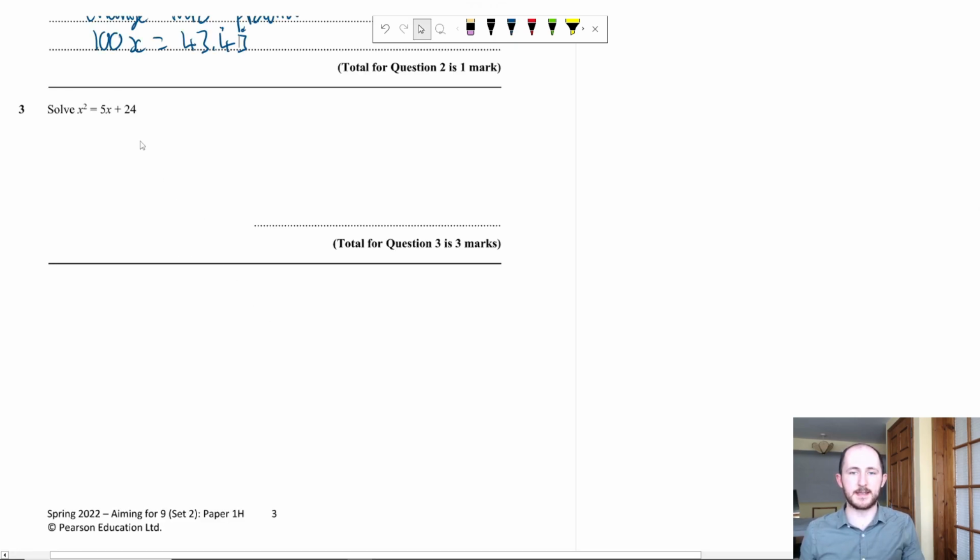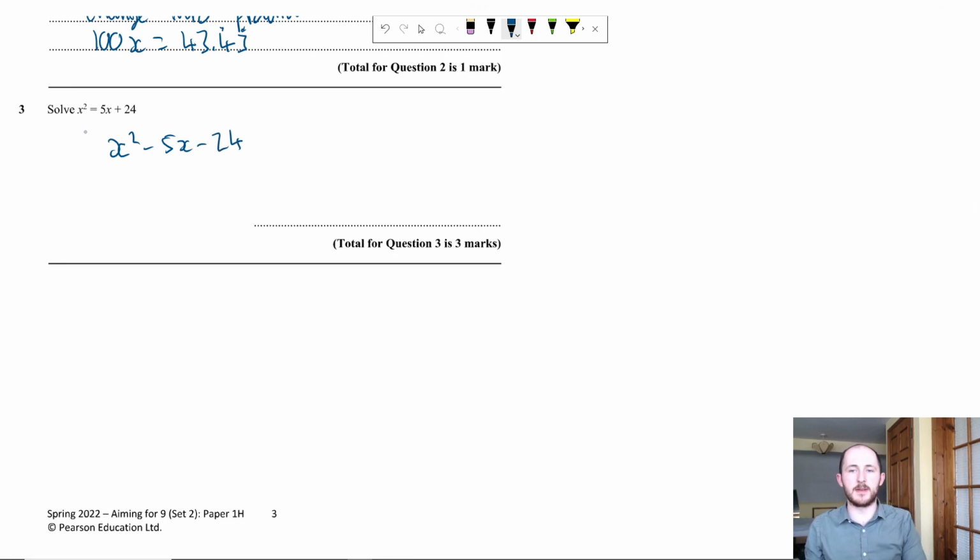For question 3, it's solving a quadratic, but remember, to solve quadratics we need to make sure that it equals 0. So we want to move everything over to one side. Now the question is, what side do we want to move it over to? Well, I prefer to have a positive x squared. Ideally, I want nothing in front of x squared, because then I can factorize really quickly. So I want to move everything over to the left-hand side, so that becomes minus 5x minus 24.